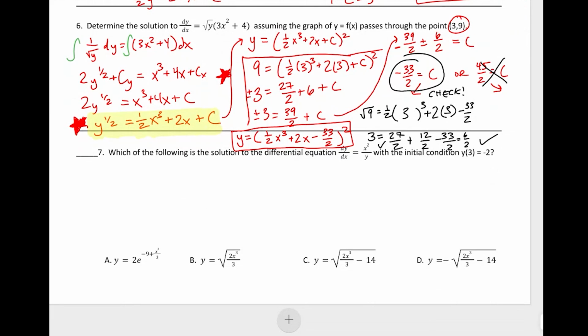Okay, number 7, last problem with the homework. Which of the following is a solution to the differential equation with the initial condition? This is the same type of problem that we've worked before, but it is multiple choice.